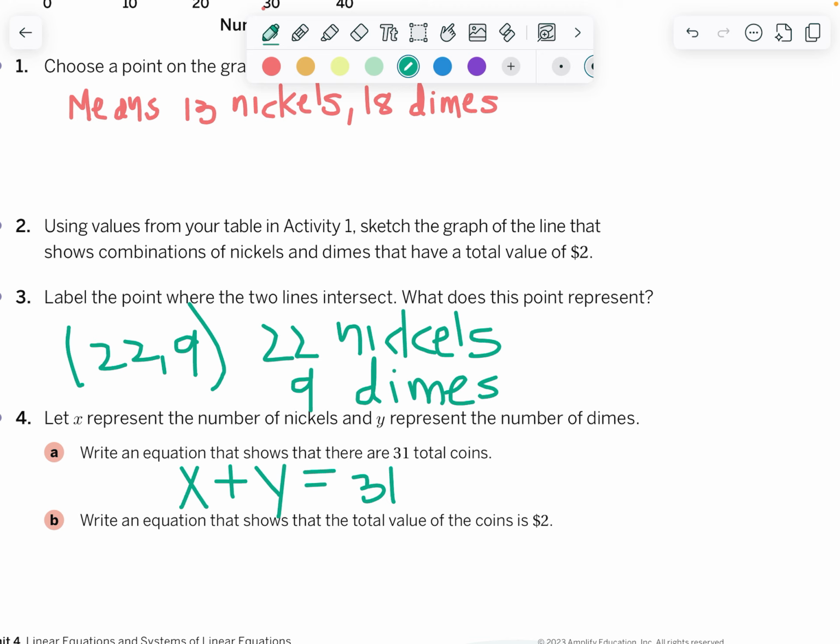So I know that a dime is 10 cents and a nickel is 5 cents. So if I take 5 cents times the X, which is our nickels, plus 10 cents, or 0.1, you can leave the 0 off, times Y is equal to a value of 2. I now have the two equations of the graphs you did above.